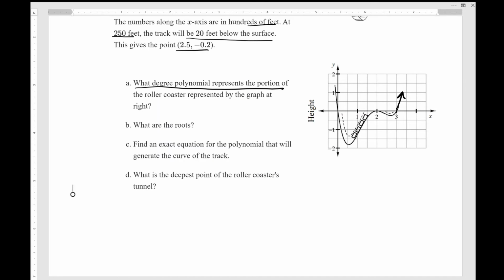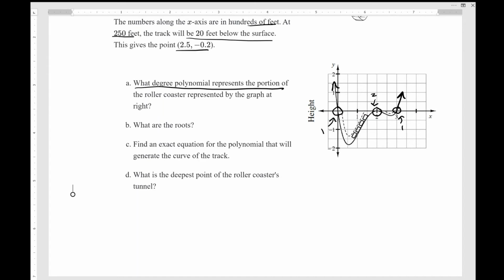Both endpoints are going up, right? So we know it has to be an even degree. It crosses the x-axis right here. It's got a double root here, and then it crosses there again, right? So that means we have one root here, two there. So that makes 3, and then another one there. So we have 4 roots.